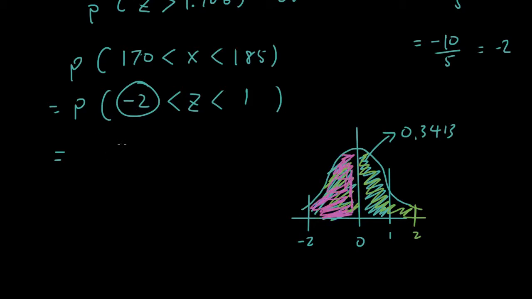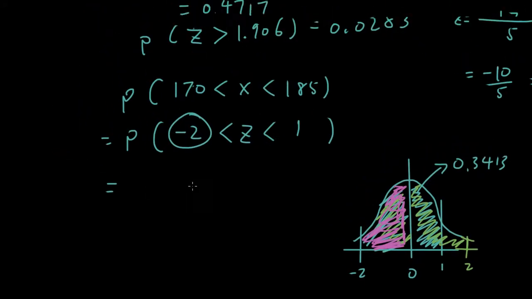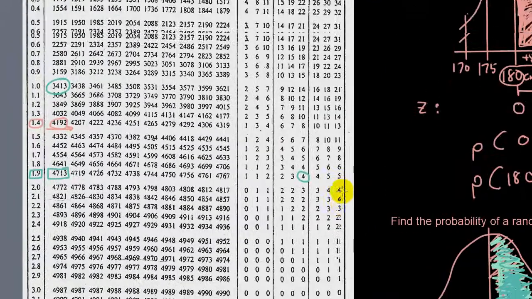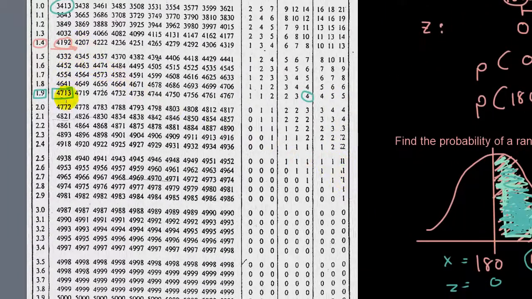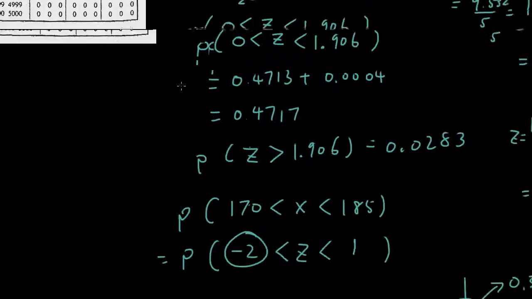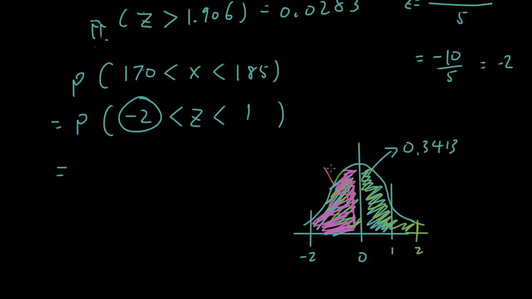So that's why I can simply look up the probability when z is equal to 2. I can simply use this number, 4772, 0.4772. Okay, so now let's add that 0.4772 plus 0.3413. Let's add them together. And the answer is 0.8185.